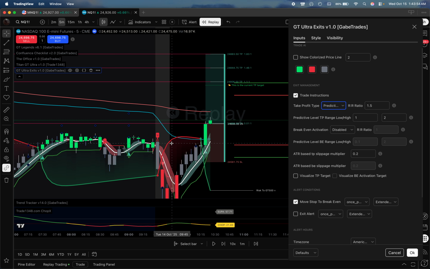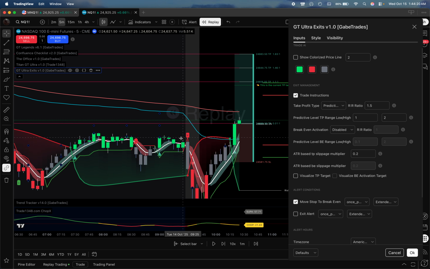So if a predictive level is not found, what the system is going to do is fall back to using the risk to reward ratio automatically, and it will use whatever number you've set here for your take profit target. But let's say price does not reach this risk to reward ratio and reverses on you before then. Well, then it will automatically fall back to using the trailing exit, and you will get an exit signal just like over here.